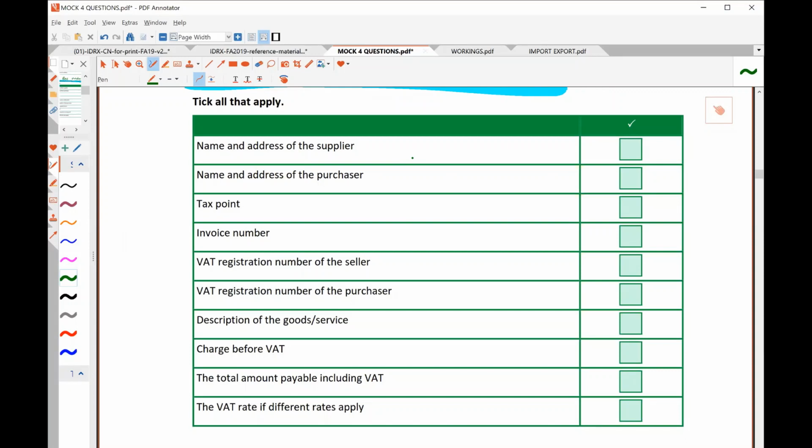Just think, if a piece of paper or a letter came for you tomorrow in the post and it didn't say who it was from, I wouldn't have a clue. So that's why you would always have the name and the address of the supplier, so you know basically who the letter or the invoice is from.